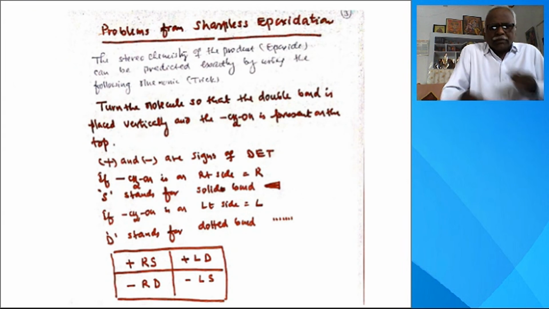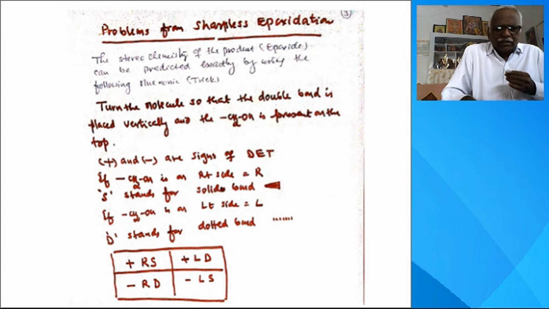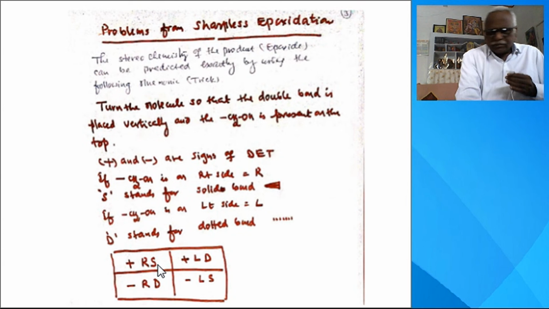So there are problems in MSc examinations or CSIR examinations. I am giving a mnemonic or a trick for this type of reaction. Here I gave you a table: plus RS, minus RD, plus LD, minus LS. Plus or minus indicates plus DET or minus DET. R indicates right side, L indicates left side, S indicates solid line, and D indicates dotted line. So here we have to draw.